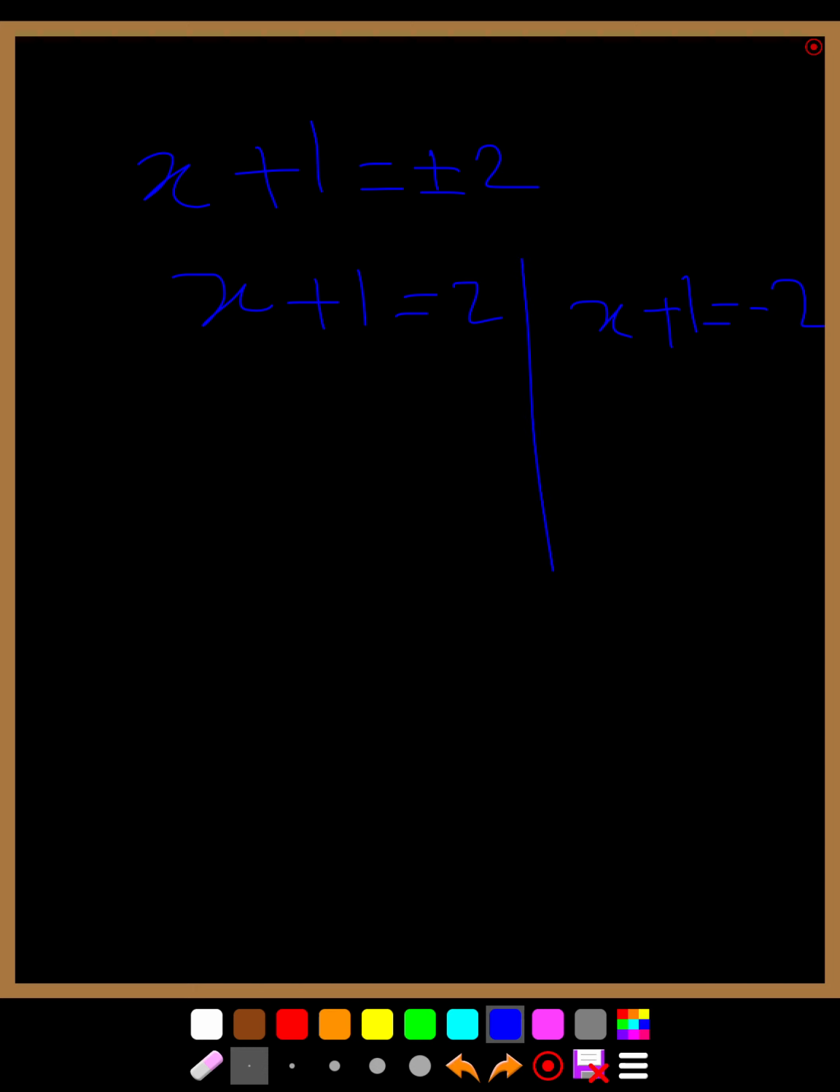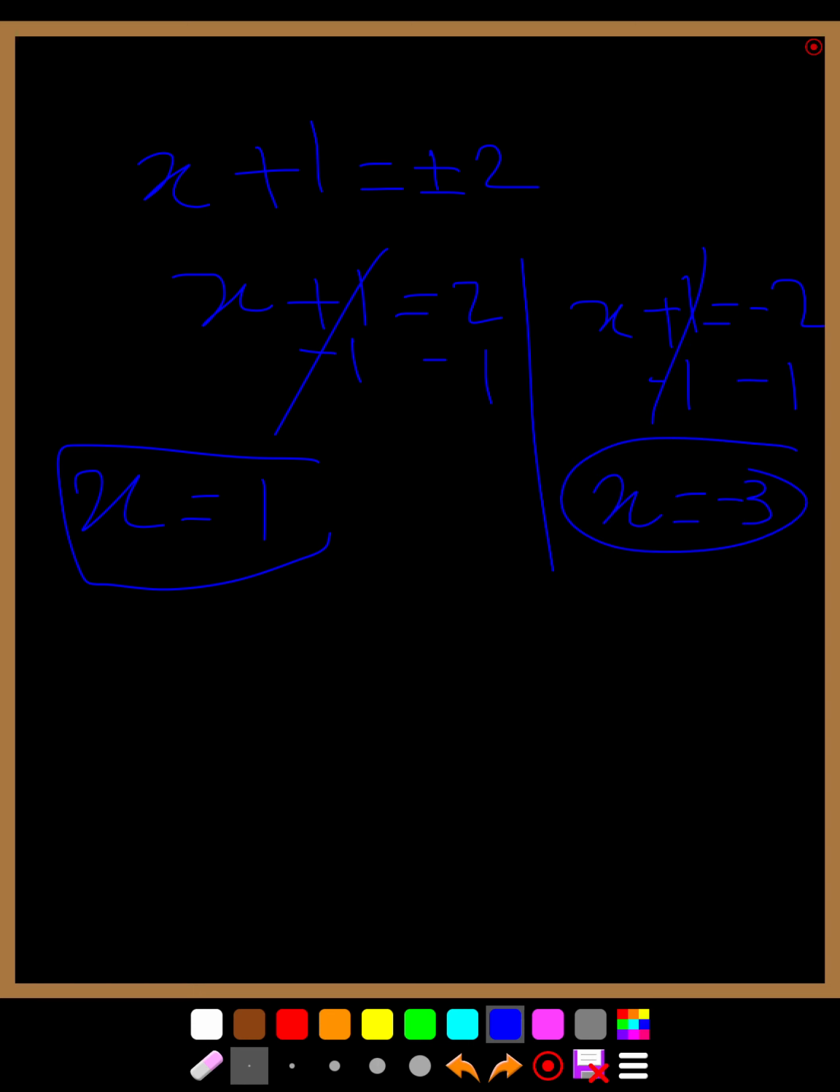Here you are going to subtract 1 from both sides, or shift the 1 to the other side with a different sign. It's up to you. So here x equals 1 minus 1, and here x equals minus 3. We have two solutions for this equation: x equals minus 3 and 1, the roots.